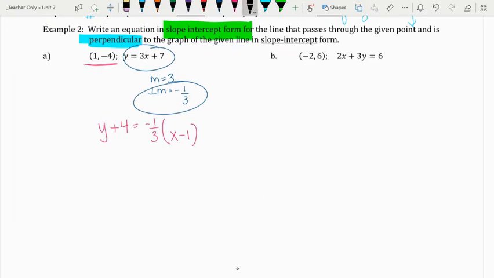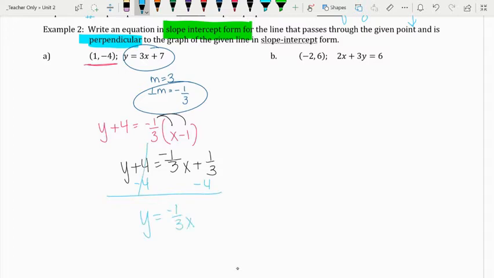So we do the same process to get it in slope intercept. Distribute. And I don't know why I can't write -1/3. So we distribute like that. And then now we are going to add 4. And we get y equals -1/3 x, and then minus 3 and 3.6.